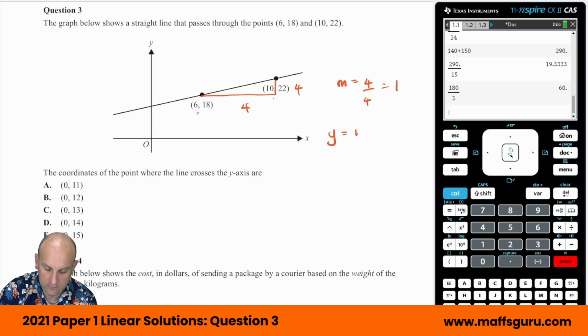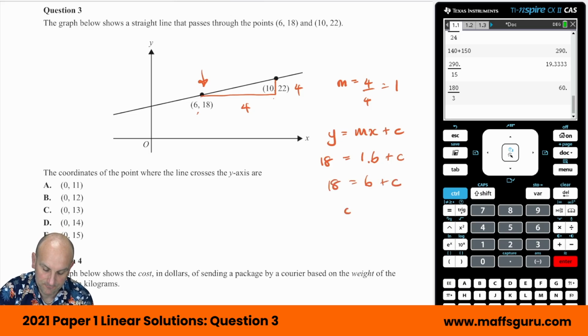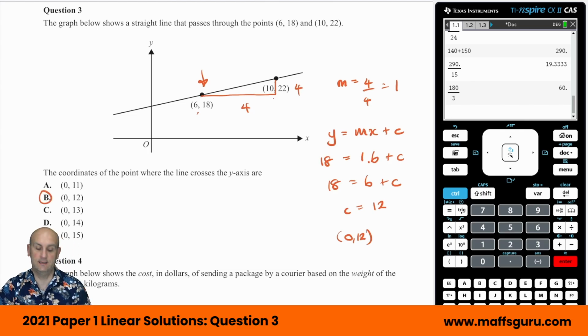So y equals mx plus c. Actually, I'm going to do that and then show you another way of doing it. So let's choose a y coordinate. Let's choose 6, 18. So 18 is equal to 1 times the x coordinate of 6 plus the value of c. So that's 18 is equal to 6 plus c. So c would equal 12. So that's basically my intercept. So my coordinate would be 0, 12, which would be B as my answer.